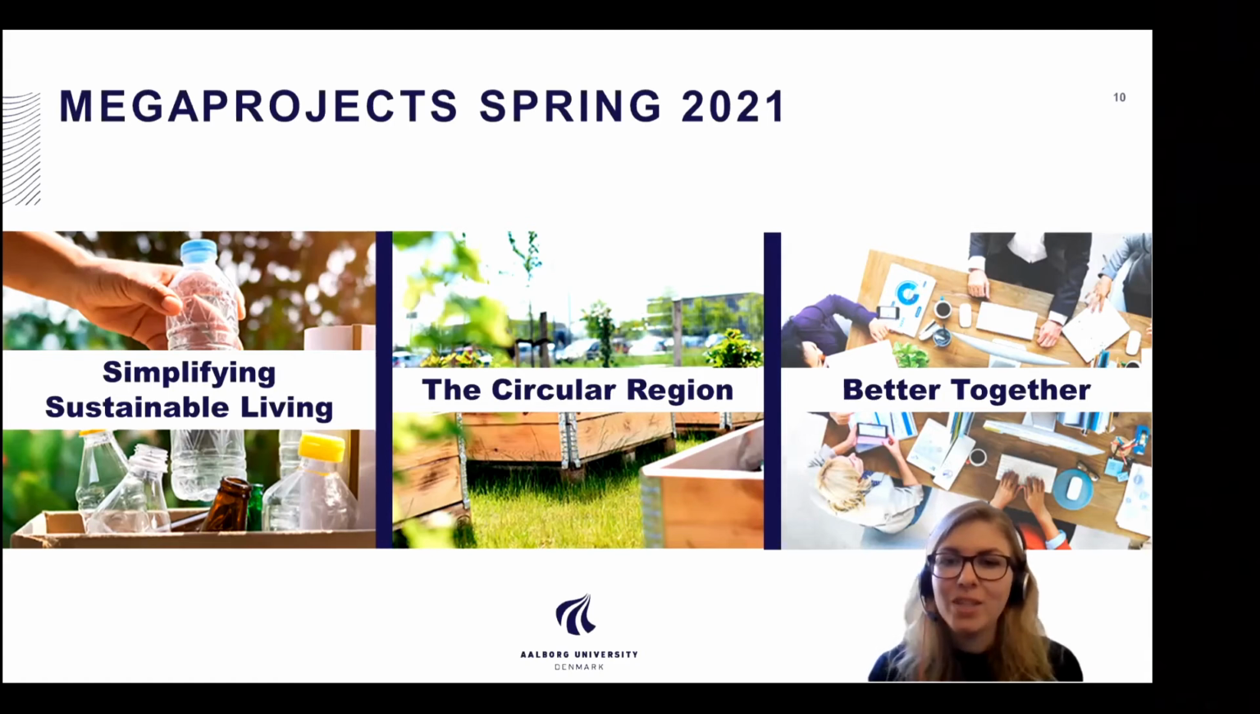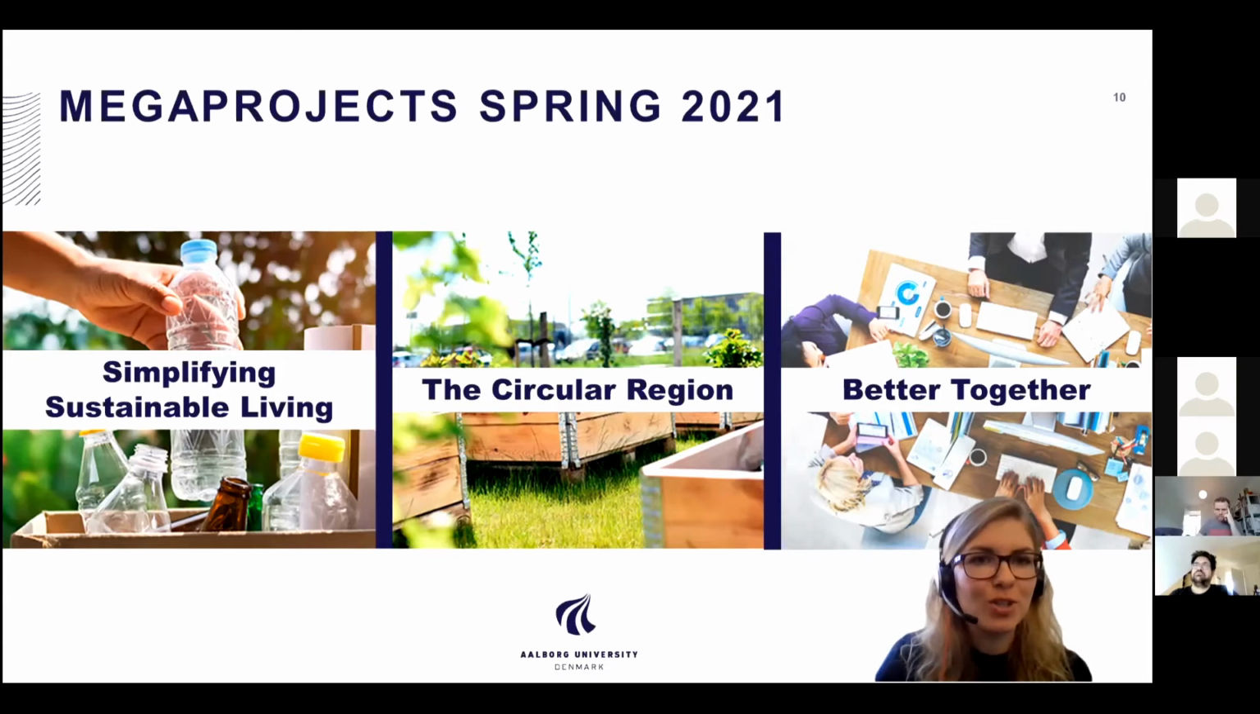So I think that we should invite the coordinators for the different mega projects to tell us a bit about what they entail. I think that we will ask Ulrik to first come and present Simplifying Sustainable Living.